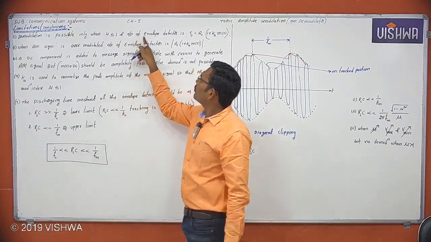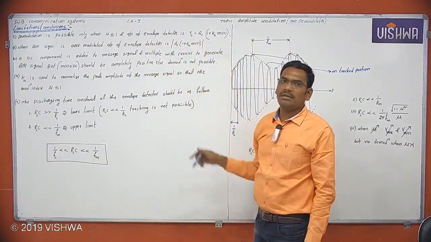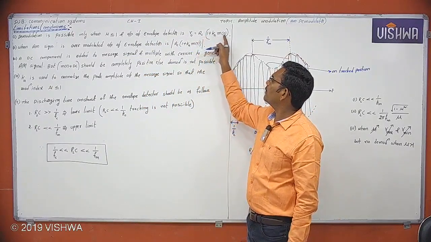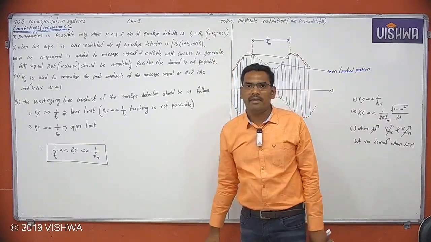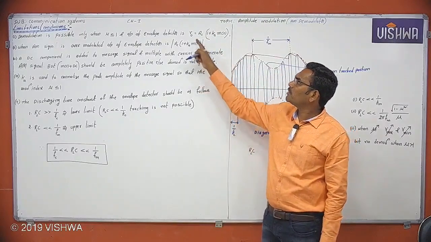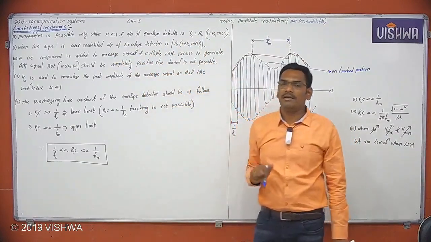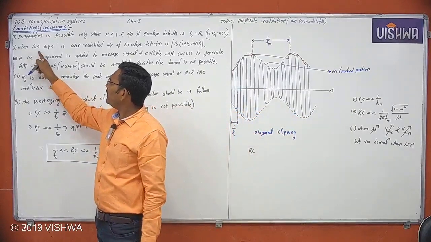And the output of the envelope detector is this, because the AM signal is nothing but Ac into 1 plus Ka m(t), times cos 2 pi fc t. Now this is the output of the envelope detector. So demodulation is possible using the envelope detector only when the condition is mu less than or equal to 1.